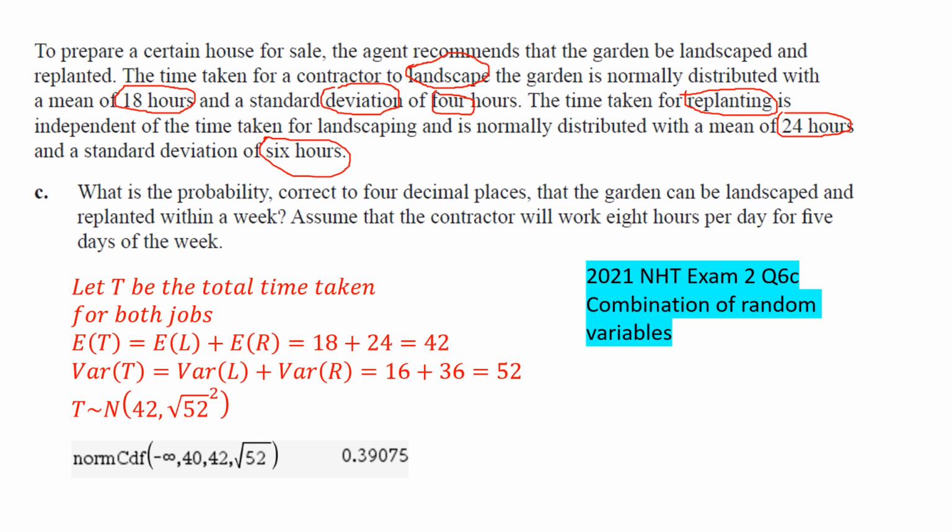The question asks us to work out the probability that in total the job will take less than or within a week, so 1 week or less. We know that people work 8 hours per day for 5 days a week. So basically the total time should be less than or equal to 40 hours. And you put that in the CAS.